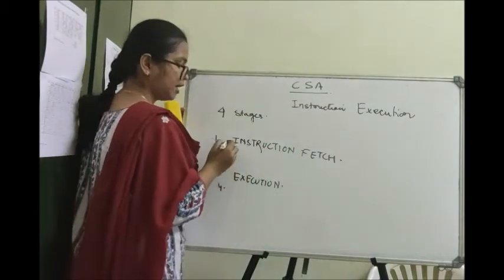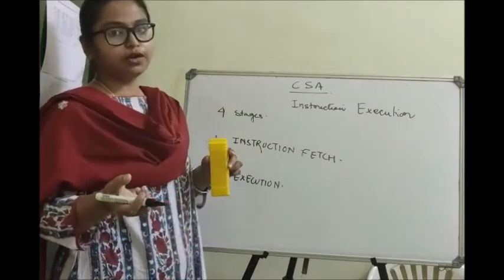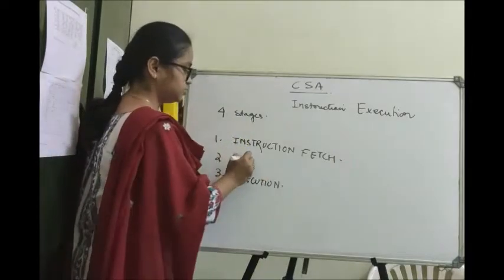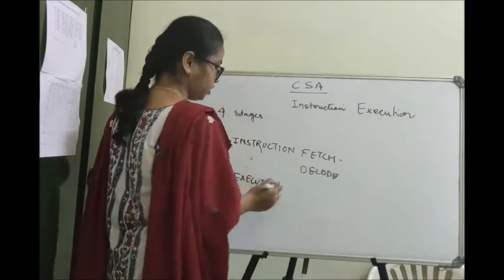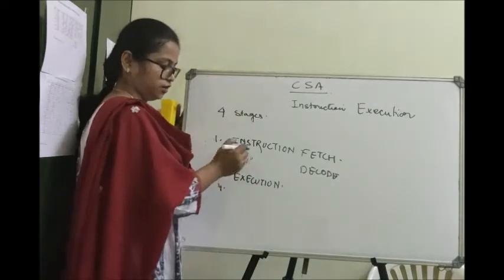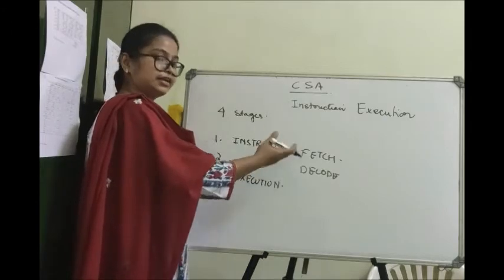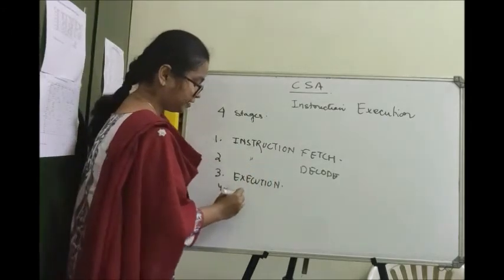Then we have to fetch the operand. The operand fetching is also called instruction decode. We can say instruction decode, or operand fetch, whatever. Next is execution, where the arithmetic or exact execution of the instruction takes place. After that, we have write back.